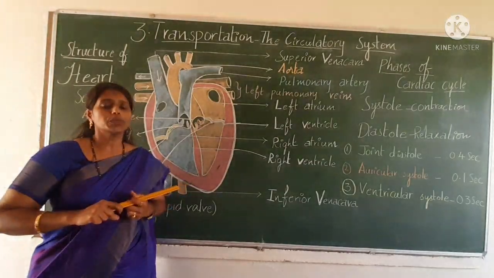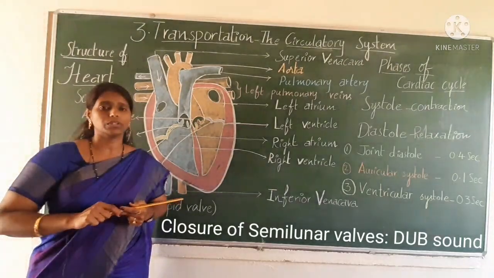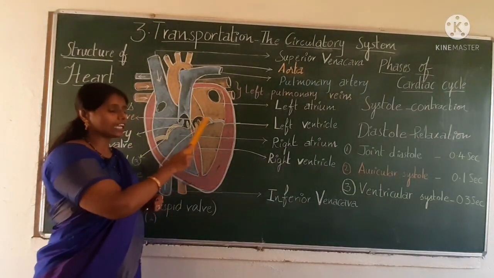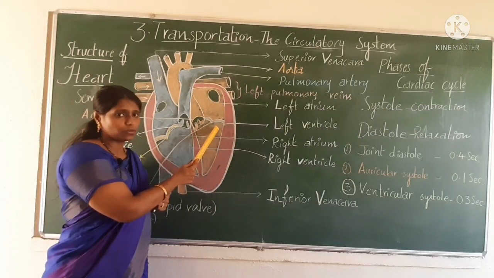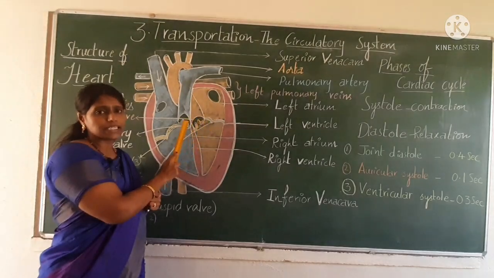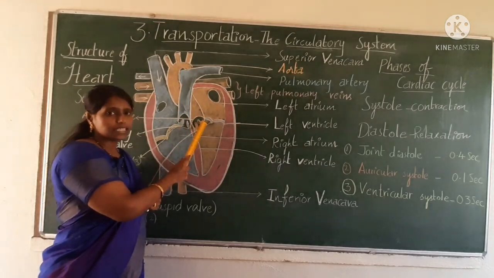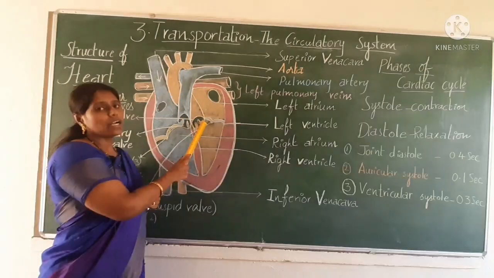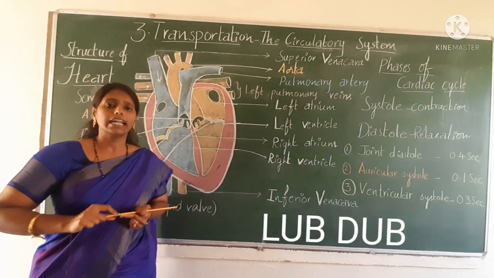So that closure produces the second heart sound, that is the dub sound. So the closure of the AV valves produces the first heart sound, the lub sound, and the closure of the semilunar valves present at the ends of the pulmonary artery and the systemic aorta produces the dub sound. Together they form a sound called lub dub.